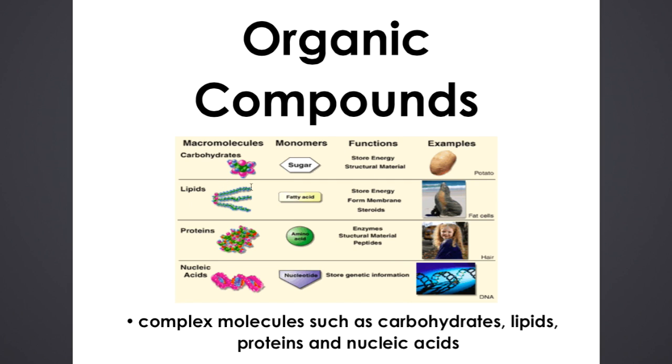Lipids are made of fatty acids. They store energy and form membranes. An example is fat cells. Proteins are made of amino acids. Their job is to serve as enzymes and structural material. An example of a protein is hair.